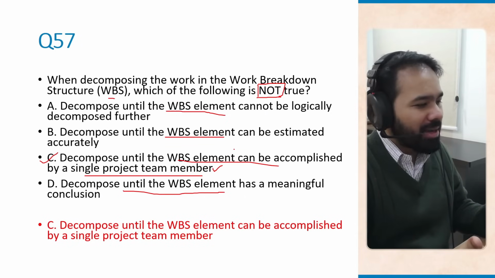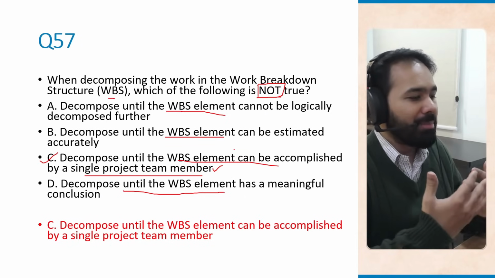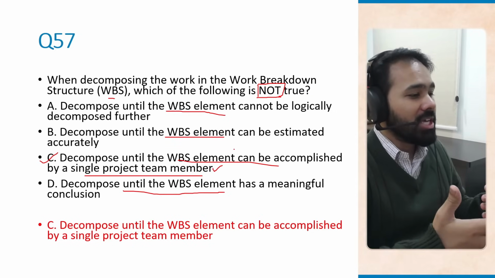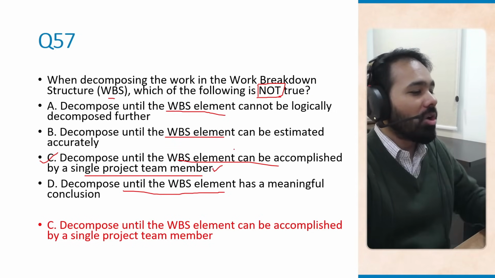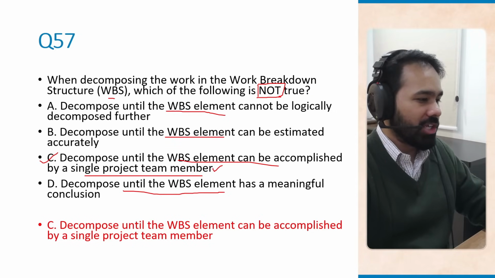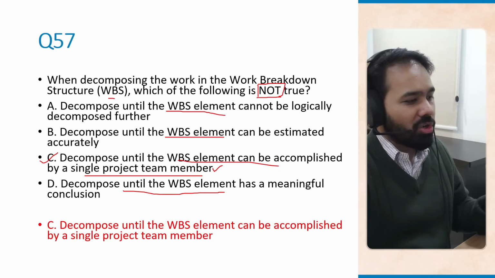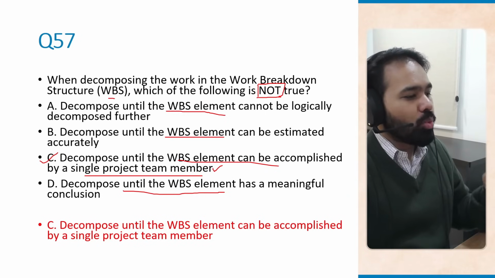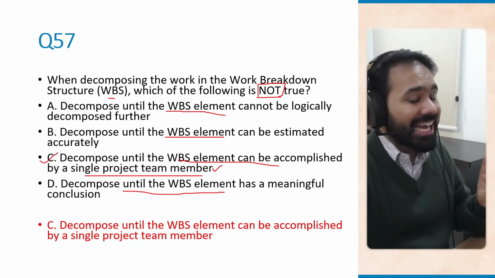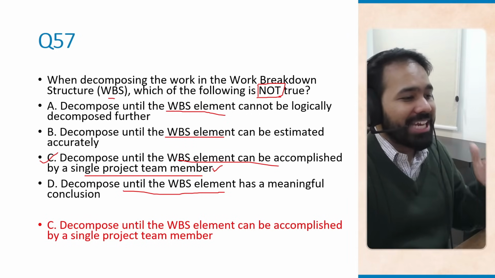It is not required that each work package be performed by only one person. It can be performed by multiple team members. It can be performed by multiple team members of different teams, right? So all of them can work on the same work package. Now, the decomposition of WBS stops when deliverables are clearly defined, not when assigned to individuals, right? So assigning to individuals is not part of the decomposition process.